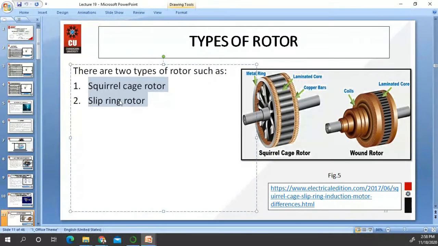Pankaj is asking a question: is 360 the angle for the single phase? Yes, Pankaj. So there are two types of rotors, squirrel cage and slip ring. We have explained these in the earlier sessions.